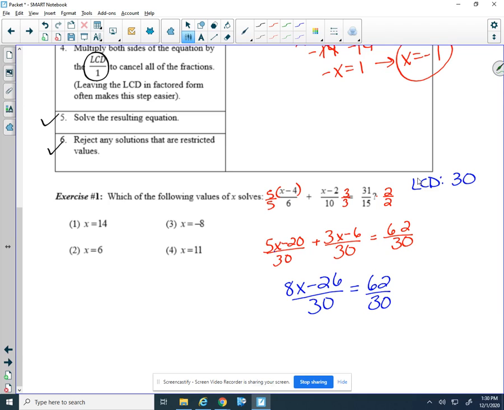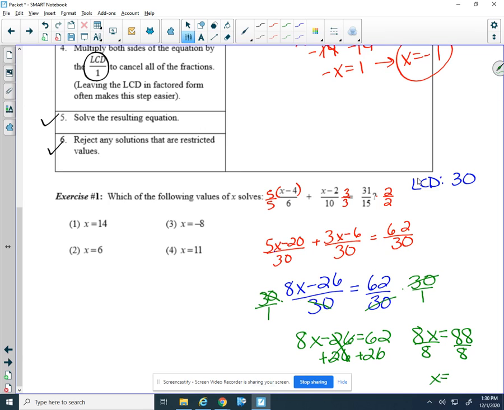So now we are set up to multiply by 30 on both sides to cancel out that denominator. You do not have to write over 1 with your 30s, but I'm just showing why we get to cancel that with that type of structure. So now I have 8x minus 26 equals 62. I'm going to add 26 to both sides, leaving me with 8x equals 88. And then we'll divide by 8, giving us 11. No restrictions here. We can keep the 11, and that is my answer.